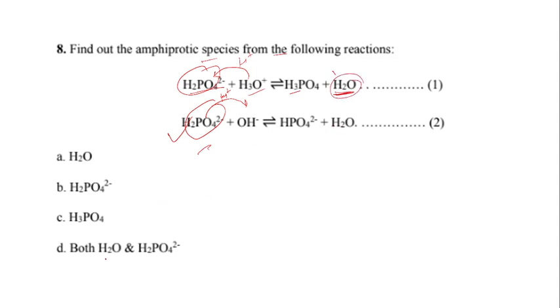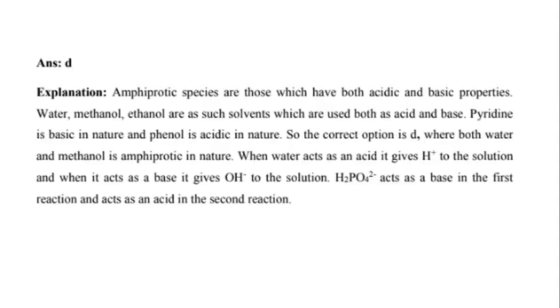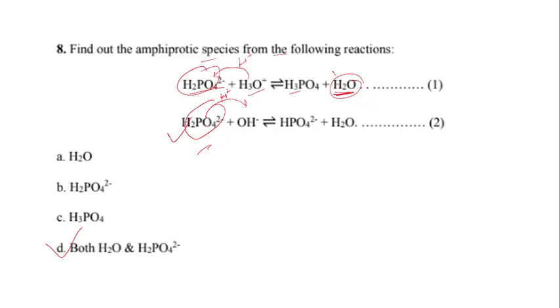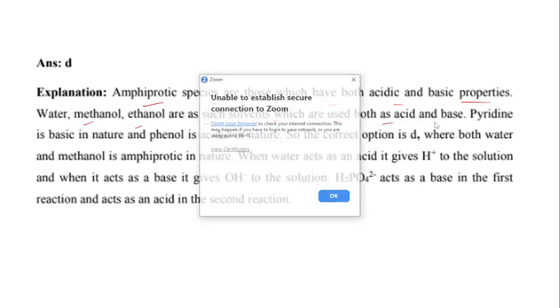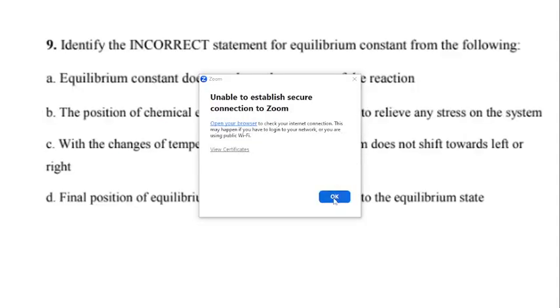Okay, so here B will be the right answer. Both H2O and H2PO4 minus can act as amphiprotic species. So D is the right answer. Amphiprotic species are those which have both acidic and basic properties. Water, methanol, ethanol are such solvents which act as both acid and base.